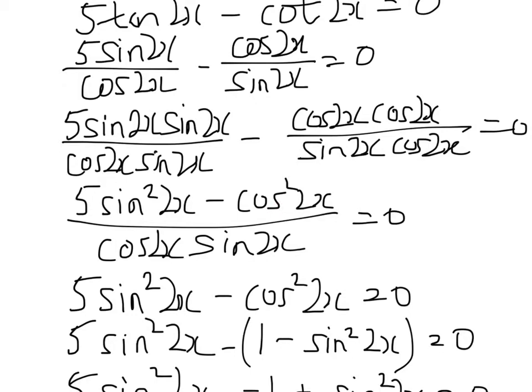In this case, you can see that I have one single fraction equal to 0, and I can just bring the denominator over to the other side, so that I am left with 5 sine squared 2x minus cosine squared 2x equals 0. And now, in the next step, I have changed cosine squared 2x to be 1 minus sine squared 2x. Why can I do so?